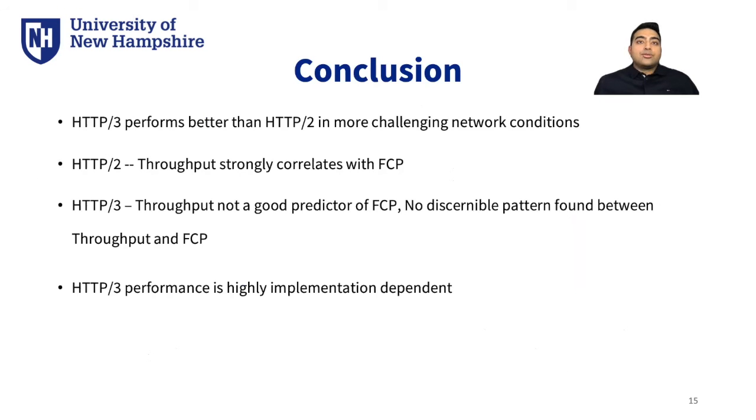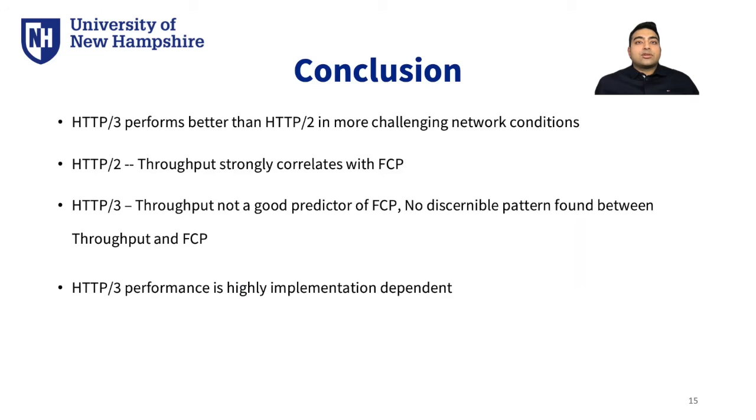To conclude, we measured the throughput and FCP in diverse scenarios and observed that for HTTP2, the servers with high throughput also had a high FCP score, that is, low FCP time. Hence, throughput and FCP for HTTP2 correlate with each other, whereas in the case of HTTP3, no discernible pattern is found. The only exception was found in the global wireless scenario, where a correlation is observed between throughput and FCP for Quiche HTTP3.